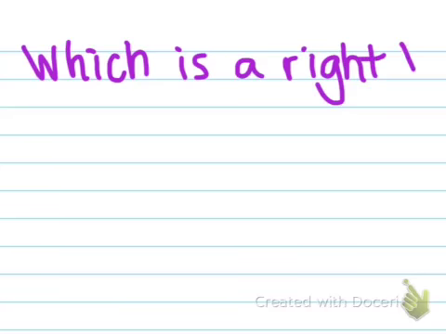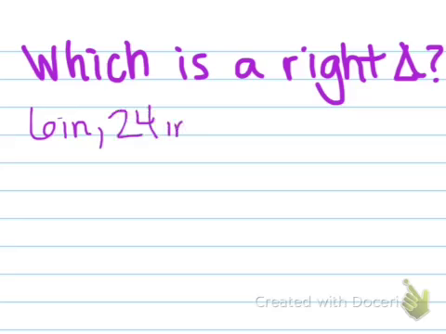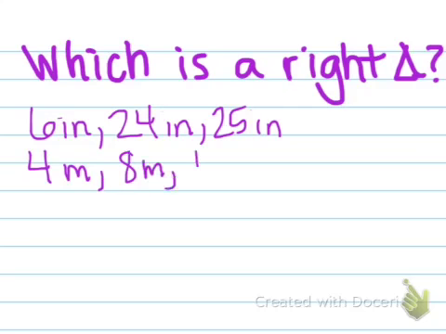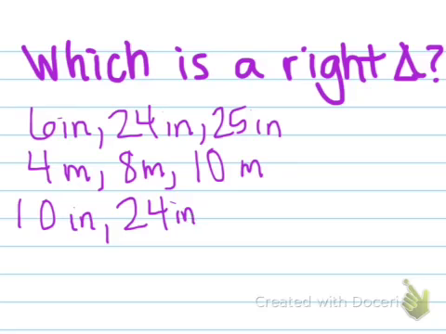For example, which of these is going to be a right triangle? A triangle that has sides 6 inches, 24 inches, and 25 inches? One that has 4 meters, 8 meters, and 10 meters for its dimensions? Or one that has 10 inches, 24 inches, and 26 inches for its dimensions. Now to figure this out, we're going to go through and plug each of these in for the Pythagorean Theorem and see which one works out.